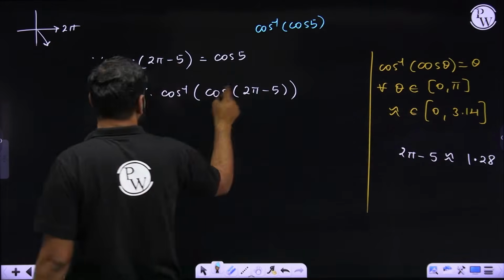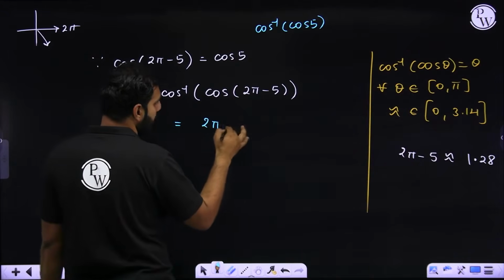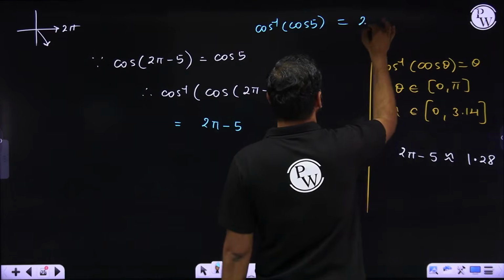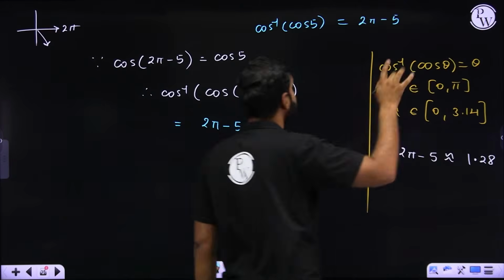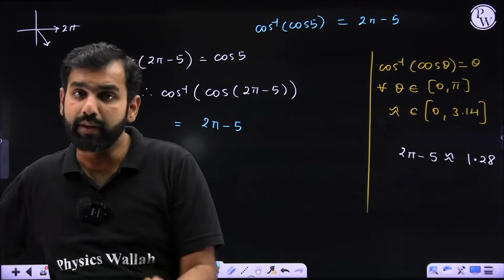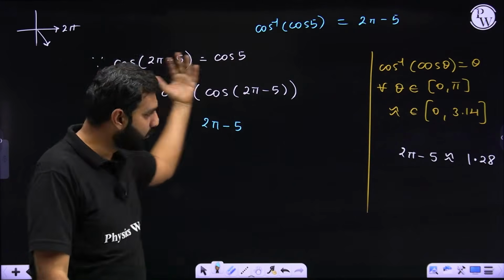So cos inverse of cos theta, where theta is between 0 to pi, can be replaced by theta, which is 2 pi minus 5. So this is the value of cos inverse of cos of 5, which is 2 pi minus 5. Are you all understanding? Cos inverse of cos 5 cannot be just 5. You have to pay a lot of attention here, and you have to make some more arrangements here.